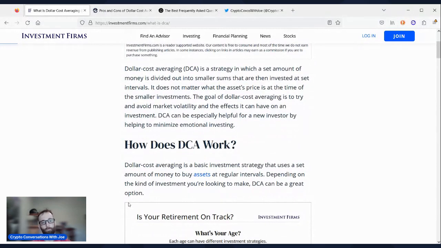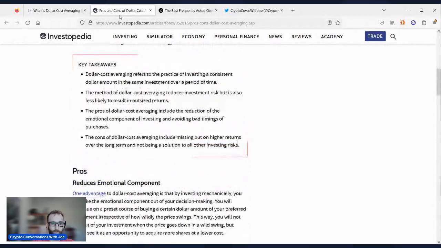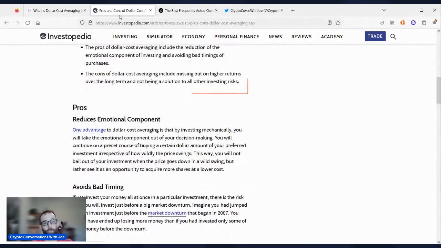How does it work? Dollar cost averaging is a basic investment strategy that uses a set amount of money to buy assets at regular intervals. Depending on the kind of investment you are looking to make, DCA can be a great option. There are pros and cons to it, however. Let's talk about the pros first. Pros: reduces the emotional component of investing.